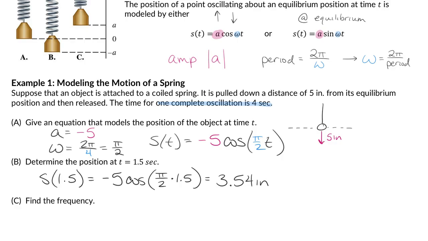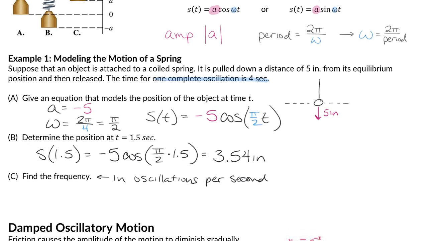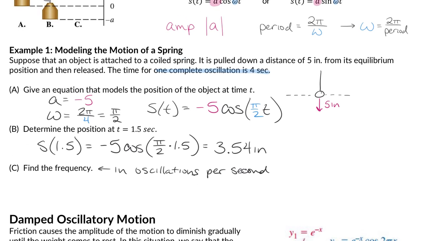The last question here says to find the frequency, and I'm going to add a little caveat here that we're finding this frequency in oscillations or rotations per second. So we're going to find the frequency. Now the frequency has everything to do back at the period of the function. When we wrote down our period, we said that we were going to have one oscillation per 4 seconds.